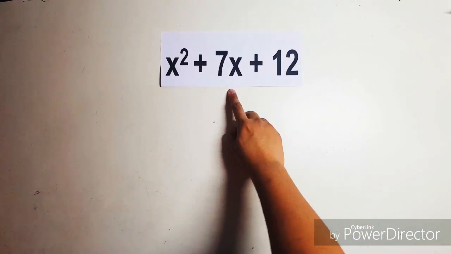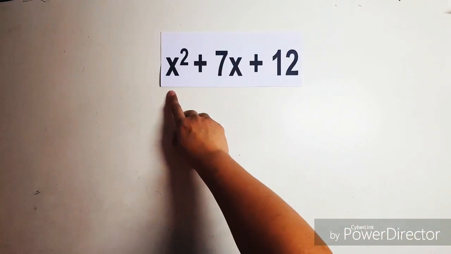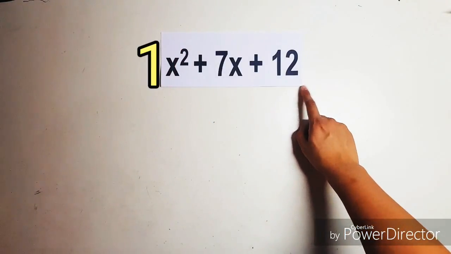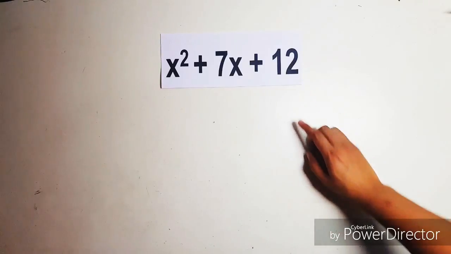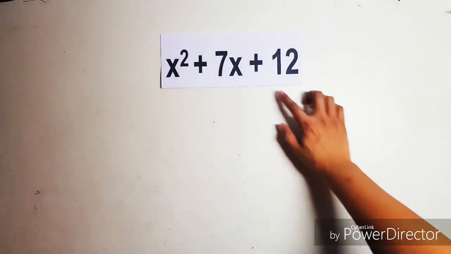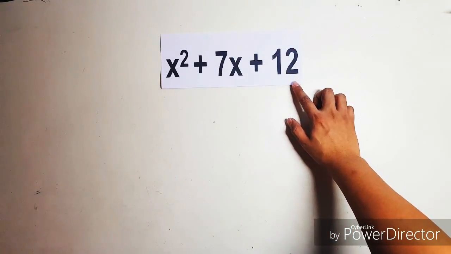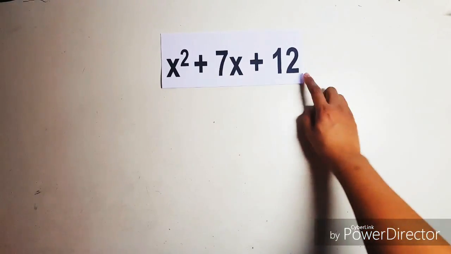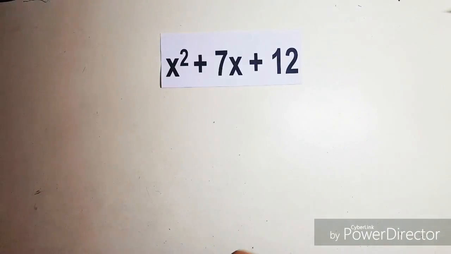x squared plus 7x plus 12. For the first term, the coefficient must be 1, and the last term should not be a perfect square. Now, what we're going to do is look for the factors of the last term, wherein when we add them, since this is positive, the answer is the middle term. So, what could be the possible factors for 12?